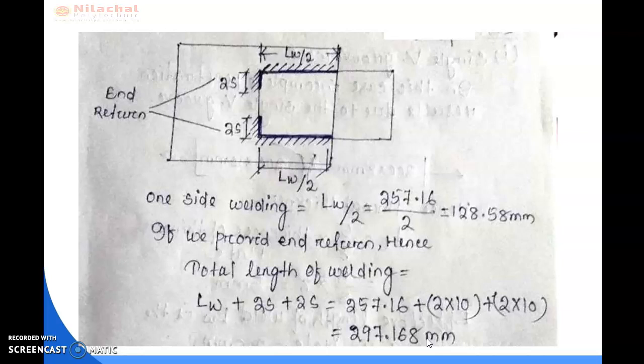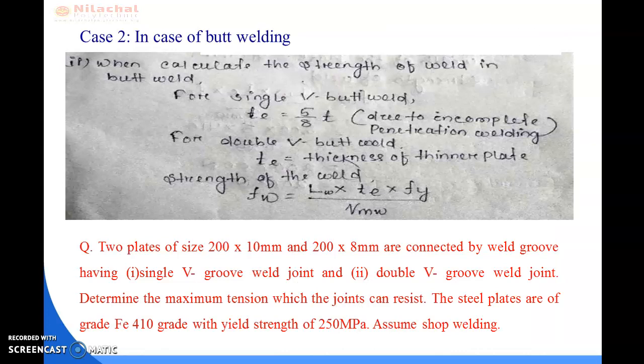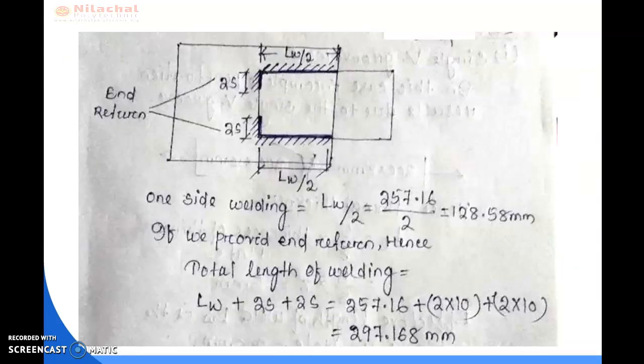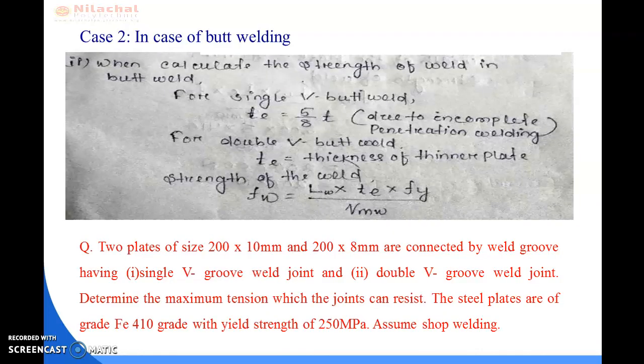Then we move to case number 2. Case number 1 was all about the fillet welding case, in which you calculate the size of the weld and the effective length of the weld. Now comes case number 2, in which you have to calculate the strength of the weld in case of butt welding.